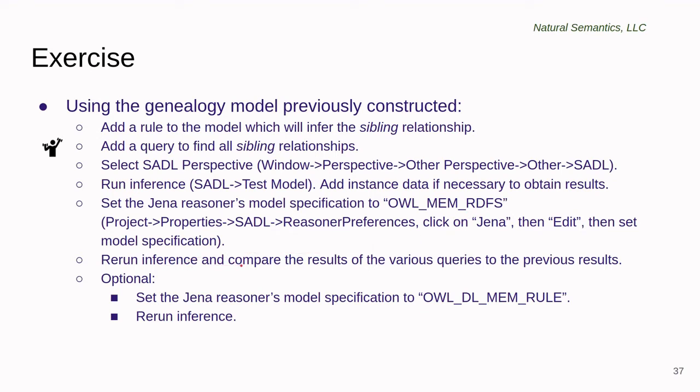Now rerun inference and compare the results to the results you got before you changed the model spec. Optionally, go back and set the Jena reasoner's model specification to OWLDLMEM rule. That tells the Jena reasoner that you want to do all of the description logic entailments that are supported by the GenRule engine, implemented as rules, and rerun inference.